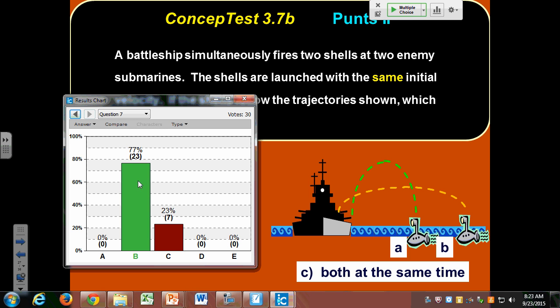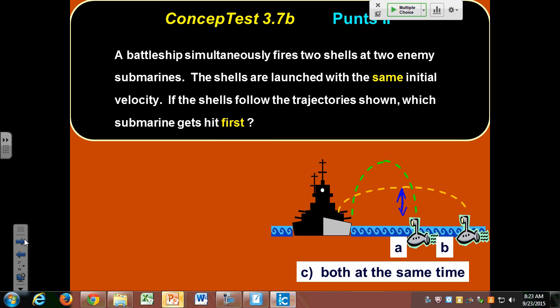All right, B is the right answer. B gets hit first because it spends less time in the air because the Y motion is shorter. Its maximum height is less, so we know that it spends less time in the air.